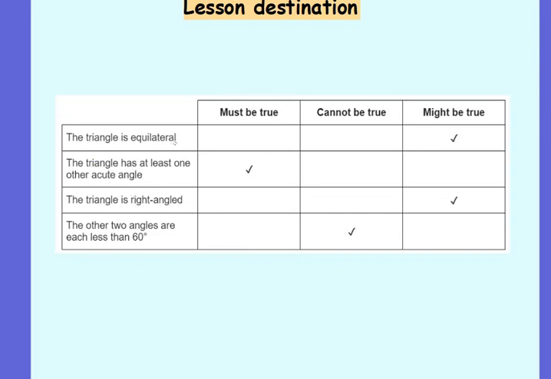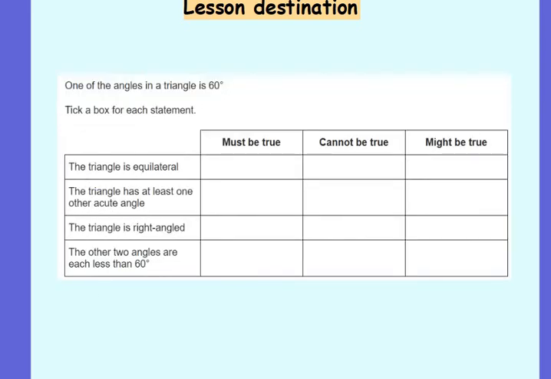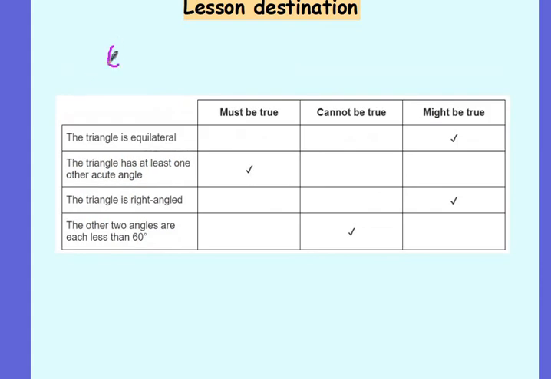The triangle is equilateral might be true if we know that one of the angles is 60. It could be equilateral, they could all be 60, or it could be a scalene, where we just happen to have one that's 60 and the other two are not equal. The triangle has at least one other acute angle: it must do, otherwise it cannot form a triangle because they have to add up to 180.